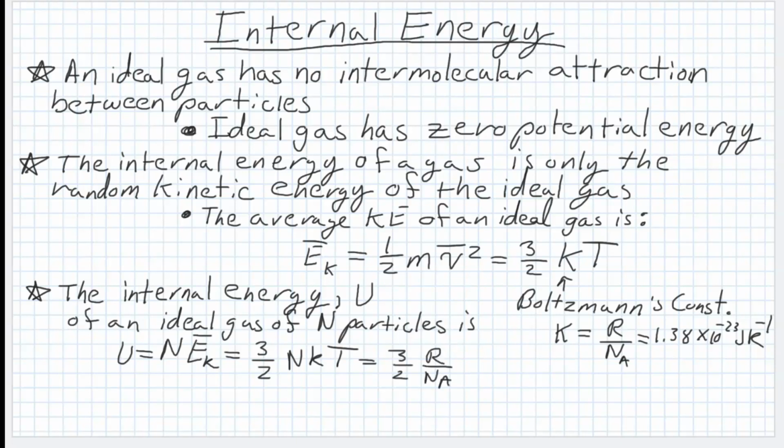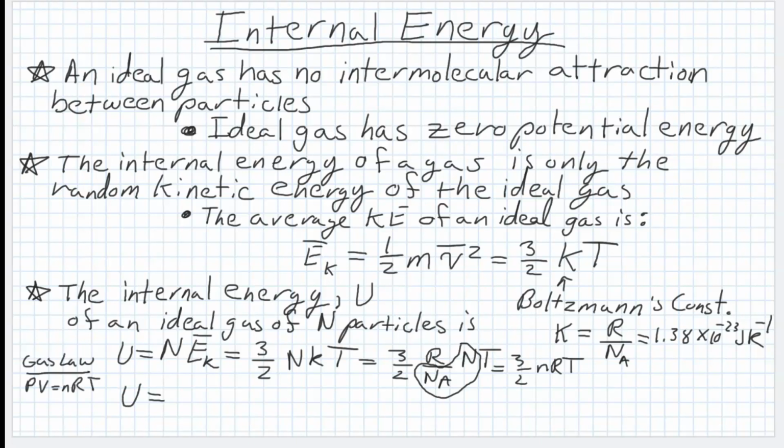If we were to expand Boltzmann's constant to be the gas constant divided by Avogadro's number, we would get this equation. And since the number of particles divided by the number of particles in a mole is the number of moles you have, lowercase n, our equation simplifies to 3/2 times the number of moles n times the gas constant R times the temperature in Kelvin.